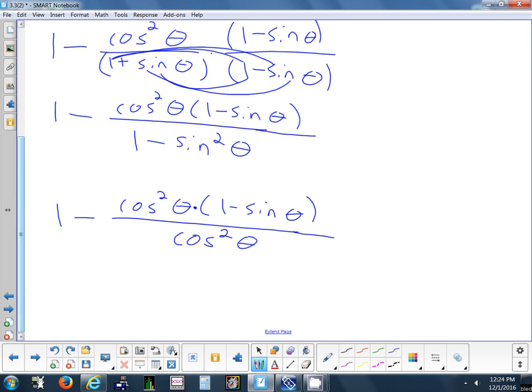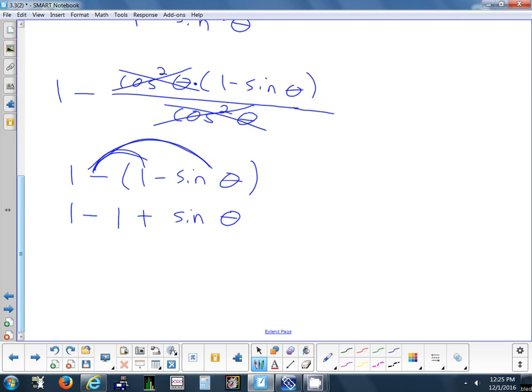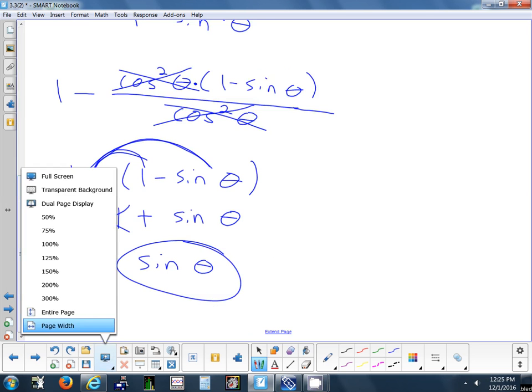So now, because that's multiplication, you can cancel those out. So we have 1 minus, and leave that 1 minus sine in parentheses. Now distribute out your minus sign. And you get 1 minus 1, and then minus times minus sine is plus sine. 1 minus 1 cancels. And you're left with just sine.